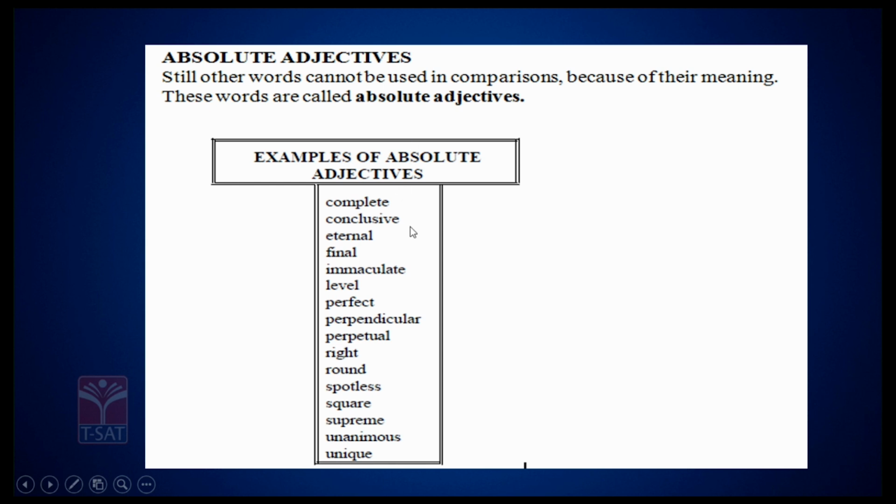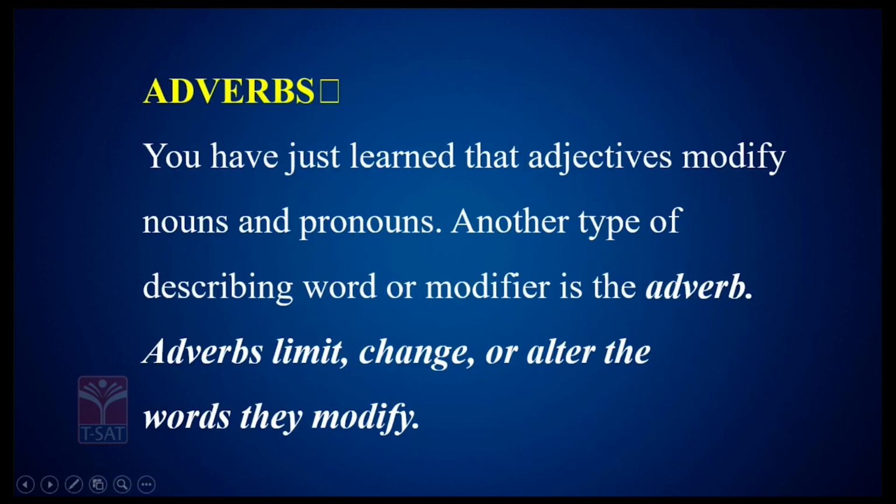Complete, conclusive, eternal, final, immaculate, level, perfect, perpendicular, perpetual, right, round, spotless, square, supreme, unanimous, unique. So, these are the words which cannot be used to compare something else, considered to be absolute adjectives. So, this is something about adjectives.